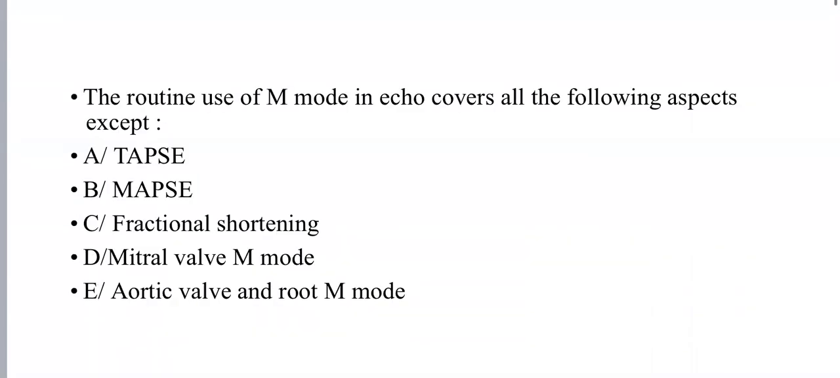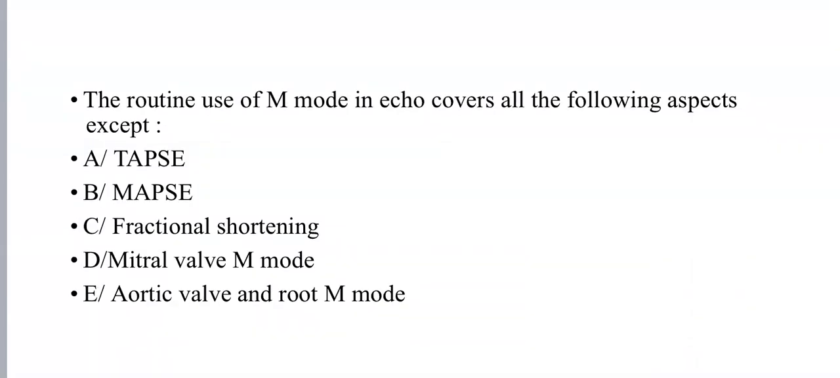Now I'm going to ask this question. The routine use of M mode in echo covers all the following aspects except, okay? The routine use of M mode, the routine. TAPSE, MAPSE. MAPSE is mitral annular plane systolic excursion. Fractional shortening, mitral valve M mode, aortic valve and root M mode. Which are the routine?